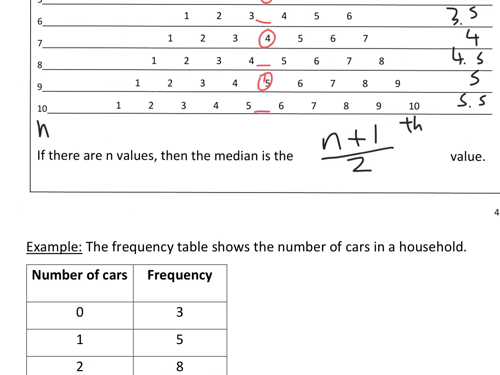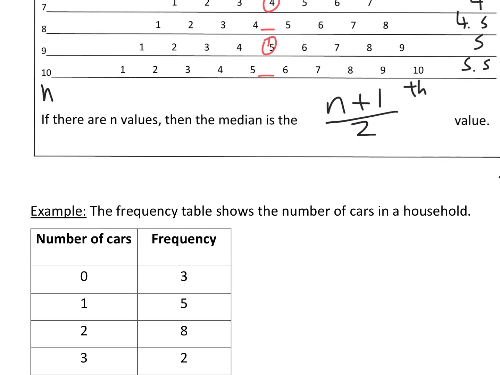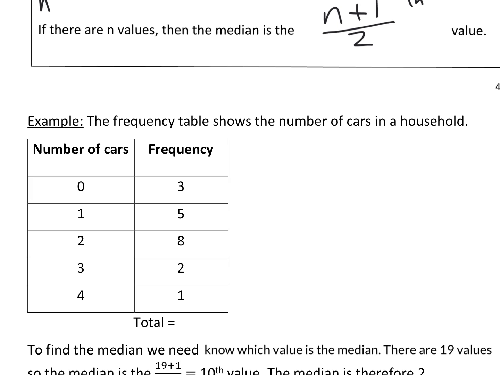With this formula, we wanted to know how many values there were, because we get the number of values, add 1, divided by 2. So how many values are there here? How many households are there here? Well, there are 3 households, 5 households, 8, 2, and 1. You can add all that up, and you would see there are 19 households.